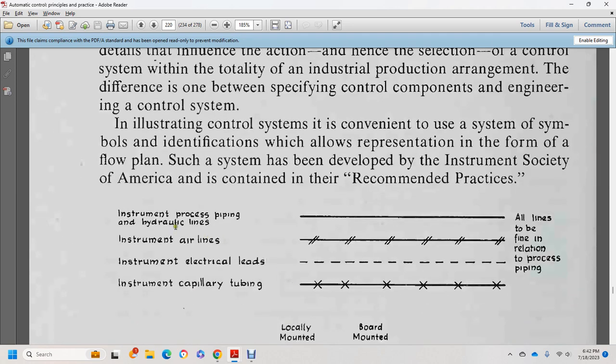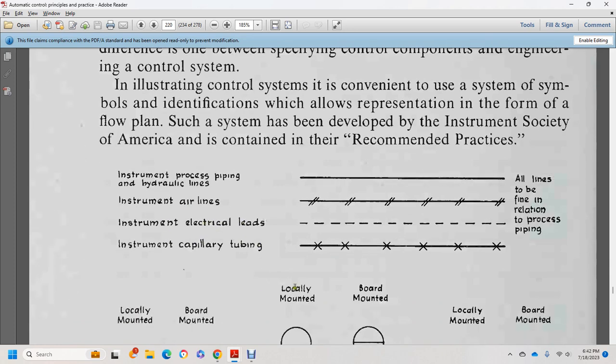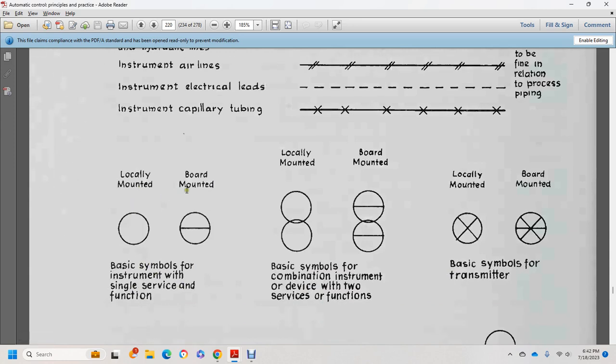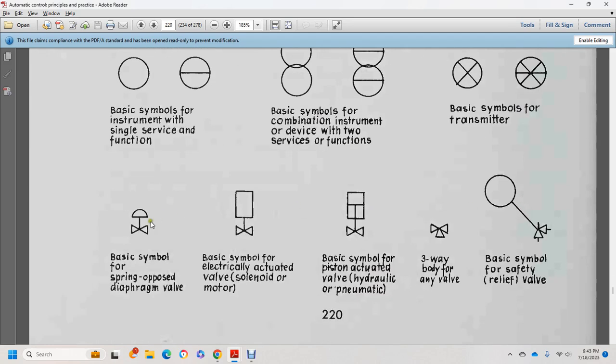Show the instrument processing line, hydraulic lines, instrument air lines, instrument electrical leads, instrument capillary tubes, locally mounted. All lines are to be shown in relation to the process piping. You have your basic symbol, locally mounted basic symbol, the instrument, a single surface function; locally mounted, board mounted basic symbol, the combination instrument, the device with two surface functions; locally mounted, board mounted basic symbol for the transmitter; locally mounted, board mounted basic symbol, the spring output of the diaphragm.